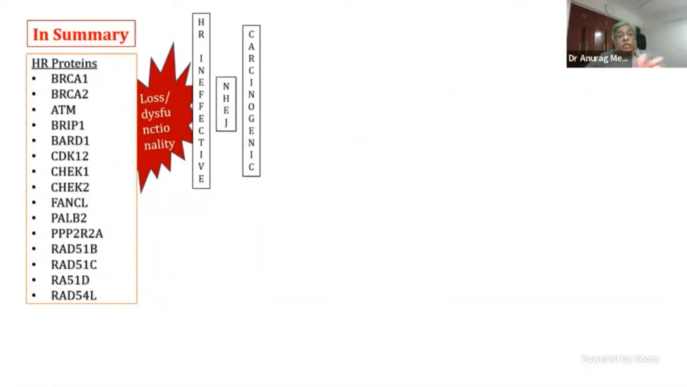So in summary, there is a loss or dysfunctionality of one of the HR proteins which make the HR pathway ineffective, leading to repair by non-homologous end joining, which is carcinogenic. But that brings us to the question, why is there a loss or dysfunctional HR protein?